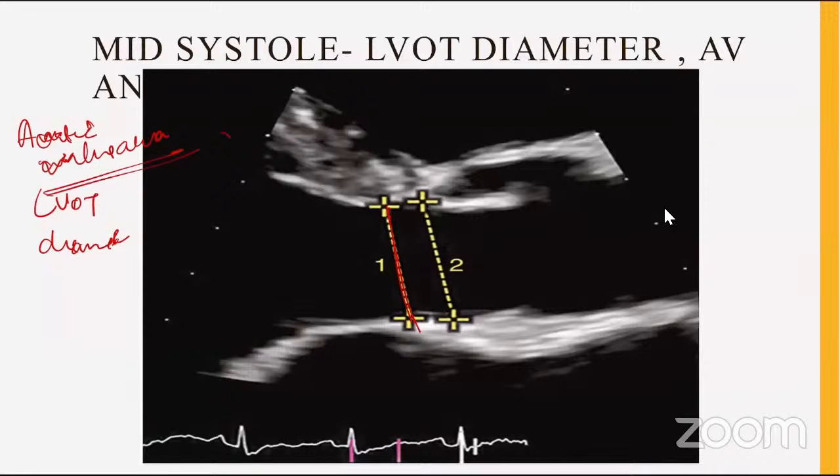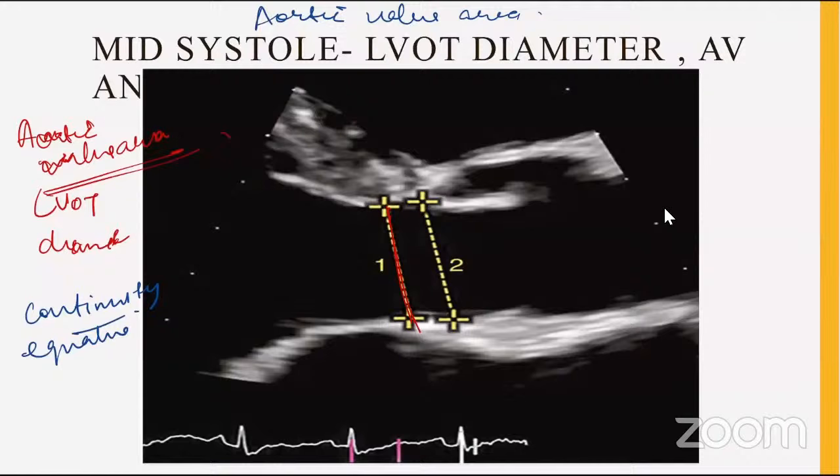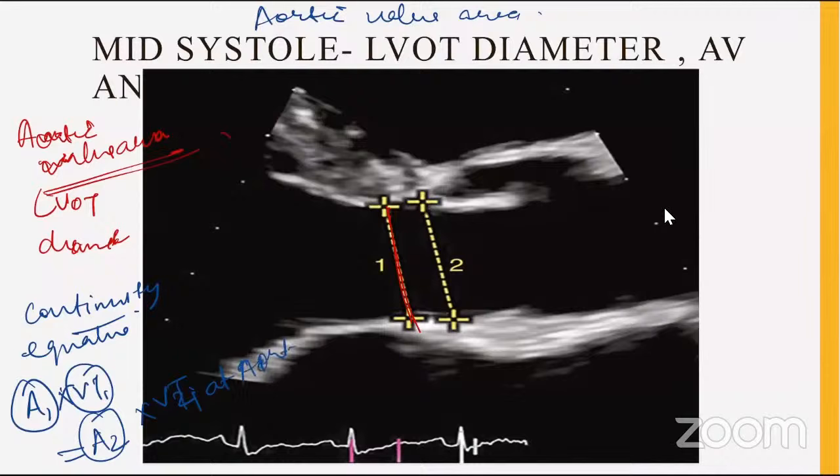But aortic valve area cannot be measured directly. So to measure the aortic valve area, we use this continuity equation. That is, A1, or area at LVOT, times VTI at LVOT, is equal to area of aortic valve times VTI at aortic valve. This we'll discuss when we discuss advanced echo.